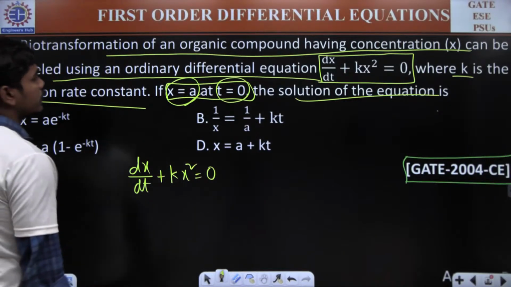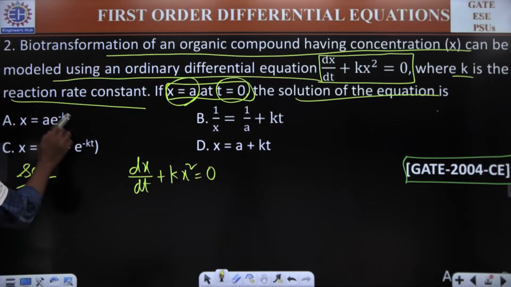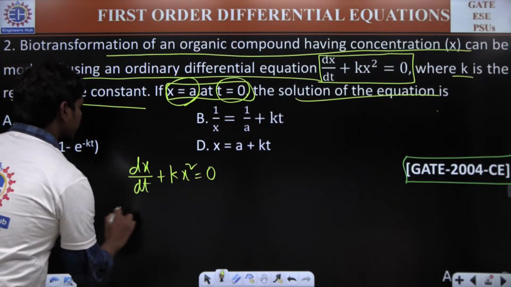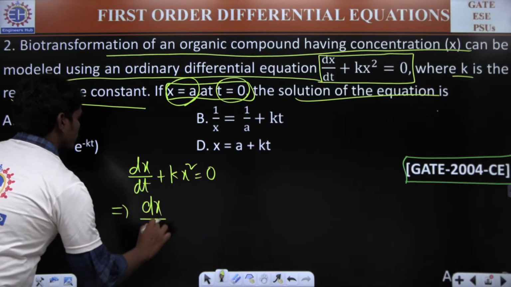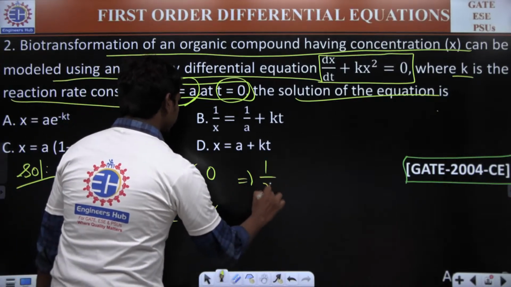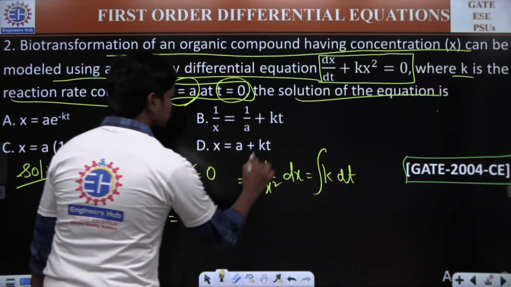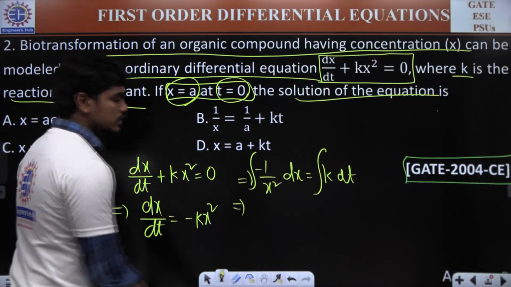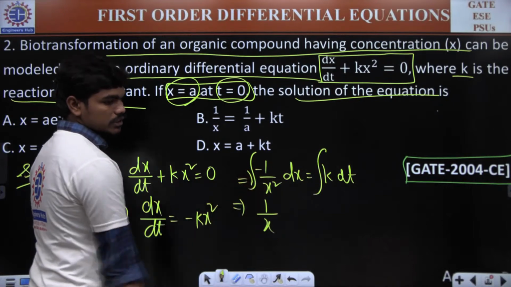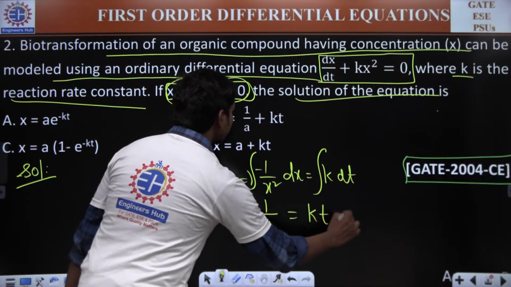First of all, I can tell you one thing. Whenever time t is equal to 0, x should be equal to a. And whenever time t is equal to 0, all these options will give you x is equal to a, so there is no use of checking options. So see here. dx by dt is equal to minus kx square, correct? And I can write this as minus 1 by x square dx is equal to k dt. And if you integrate this, integration of minus 1 by x square is 1 by x, because differentiation of 1 by x is minus 1 by x square. So 1 by x is equal to kt plus c, where k is a constant, and integration of dt will be t plus c.